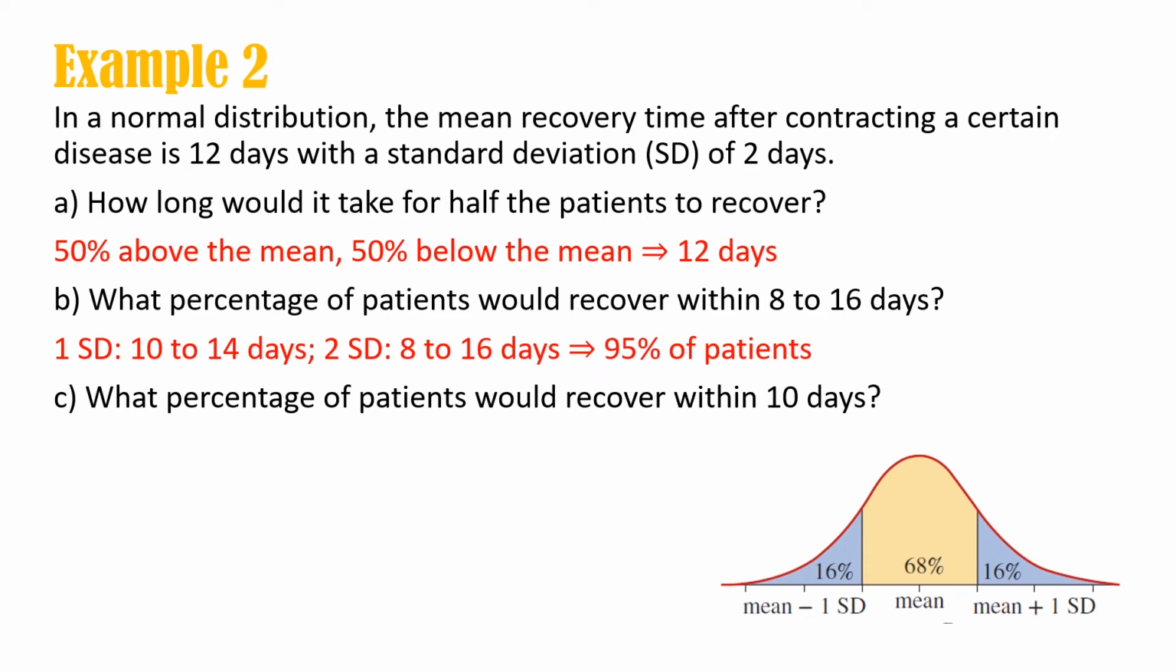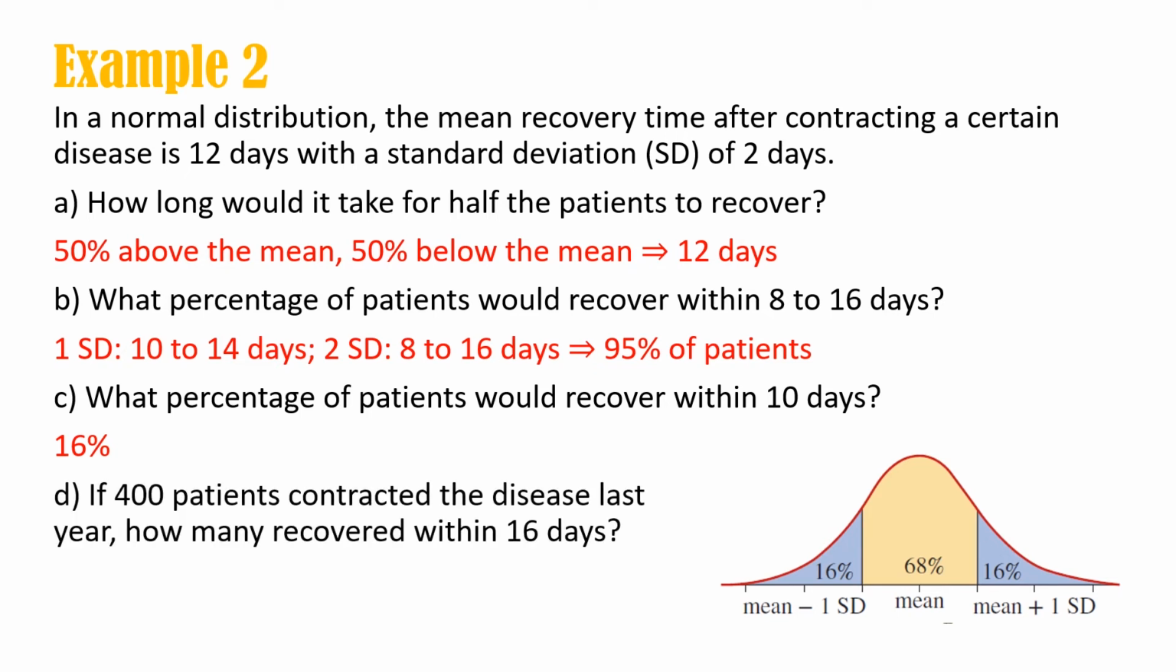So our mean in the middle is 12 days. One standard deviation to the left is 10, but I want to know everybody who's less than that 10. So looking at that diagram, I'm talking about that shaded area on the left tail that says 16%. Because those represent the patients who would recover in less than or up to and including 10 days. So what percentage? It's that 16% on the left tail there, because that's at the lower end.